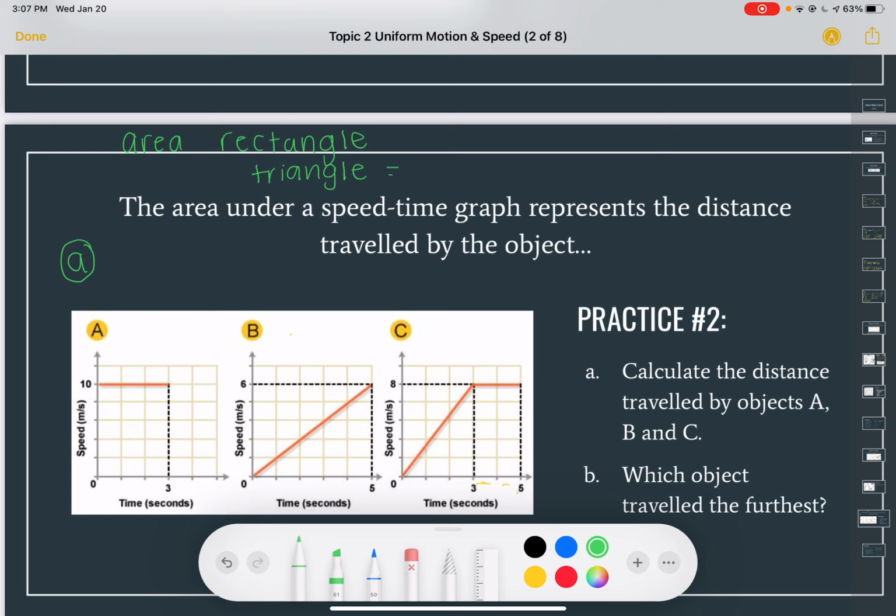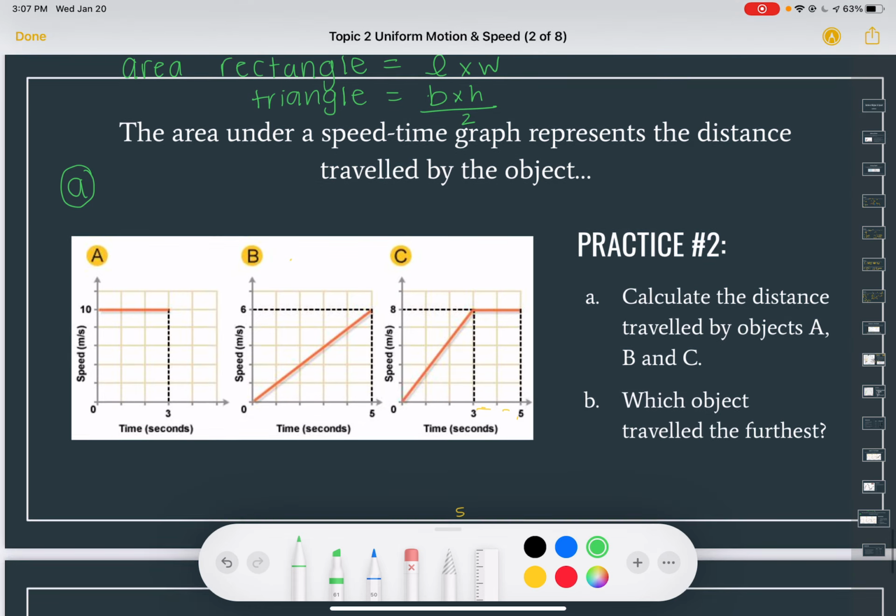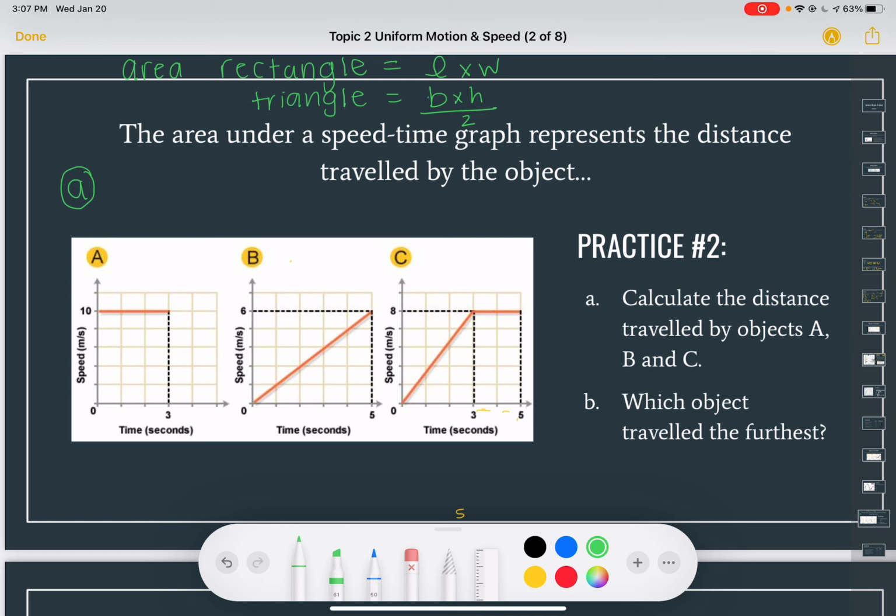And the formulas, if you don't remember, a rectangle is length times width, and a triangle is base times height divided by 2. Okay? So in knowing that, we can actually calculate these because we've got a rectangle, a triangle, and then a rectangle and triangle together. So for the first one, we've got length times width. So our length is 3 and our width is 10. So this would be 3 multiplied by 10.